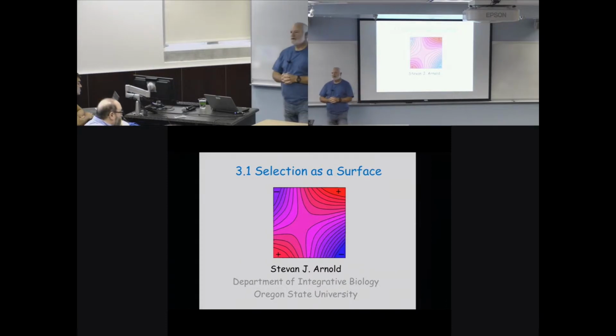Okay. Again, today we'll talk about selection. We've talked about selection a couple of times. We had a whole lecture devoted to it last time, univariate, multivariate selection. That was pretty much the algebra of selection to introduce you to two key concepts, beta and gamma, the directional and nonlinear selection gradients.